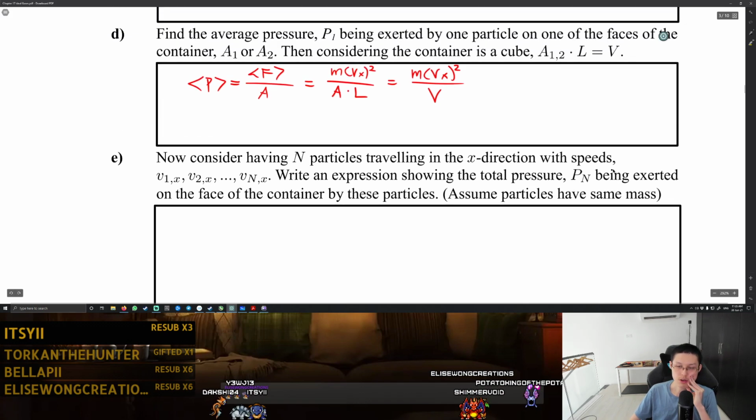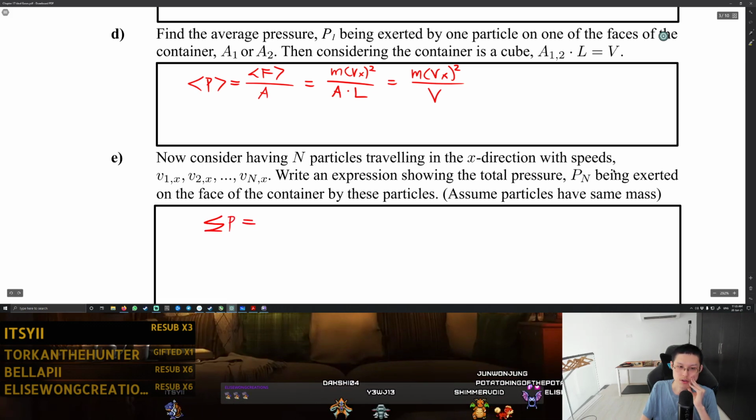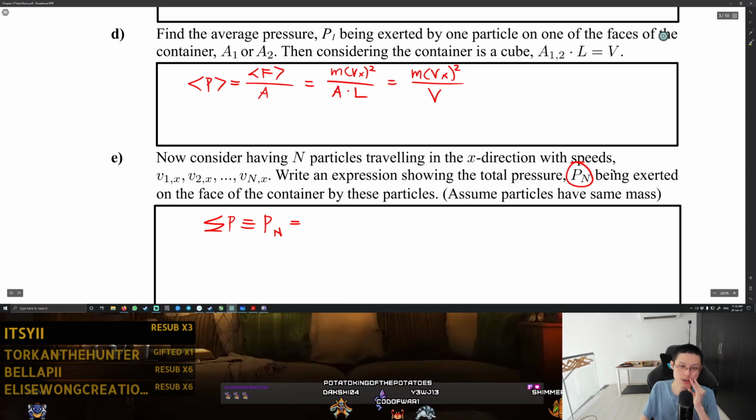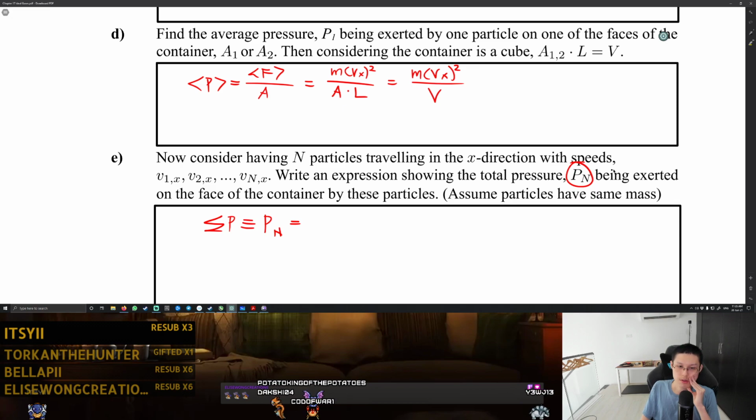So how do I find the total pressure? So the total pressure, also written as Pn in this case, is going to be the sum of all the pressures of all the particles, right? So you have to take the pressure due to particle 1 plus the pressure due to particle 2, all the way to the pressure due to particle n.